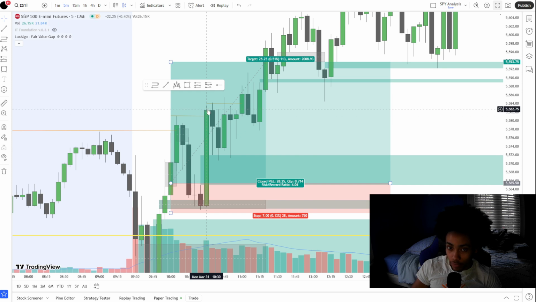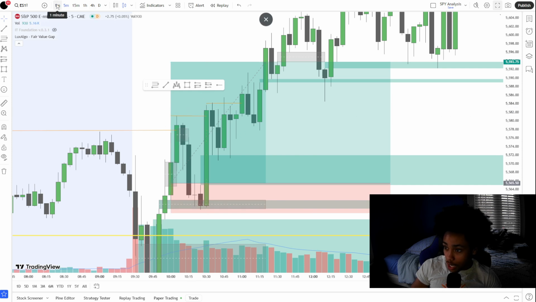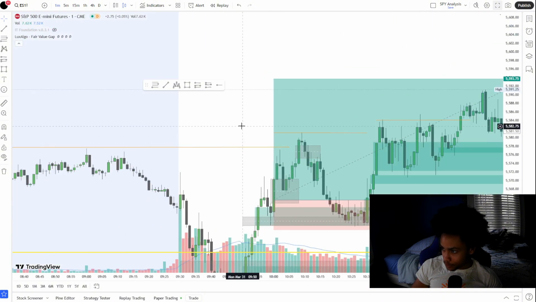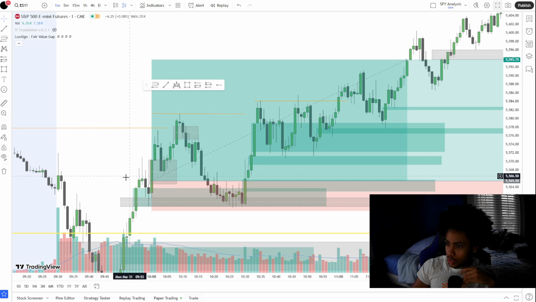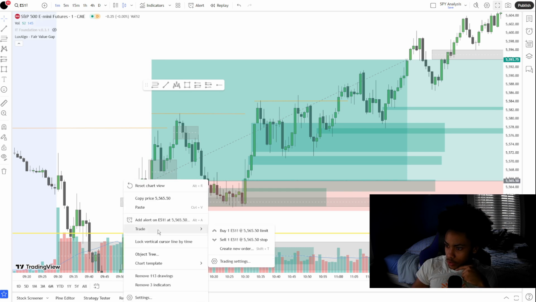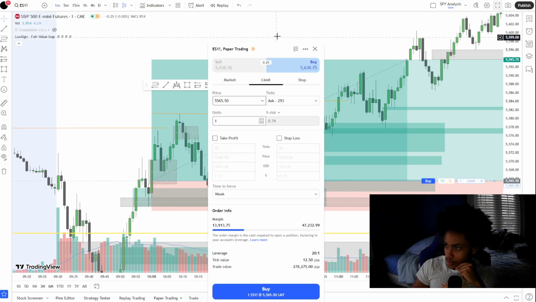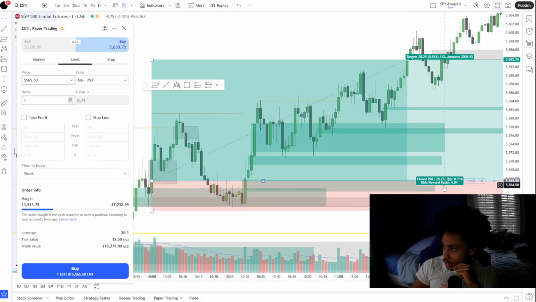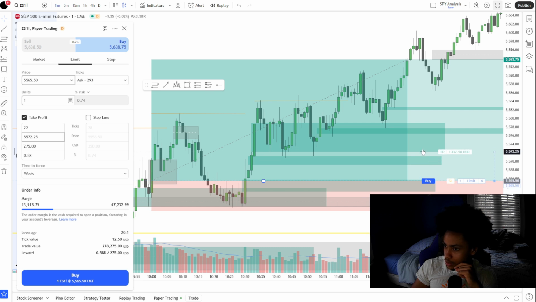Humongous candle right here. Okay, let's hop right back into the 1 minute and see how this played out. So boom, now let's say you wanted to play it safe and you just did what you had to do. You kept your rules to yourself. Okay, one contract in. All right, let's go to our TP, and let's say you exited right here.